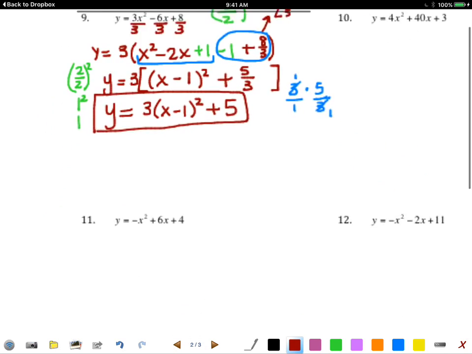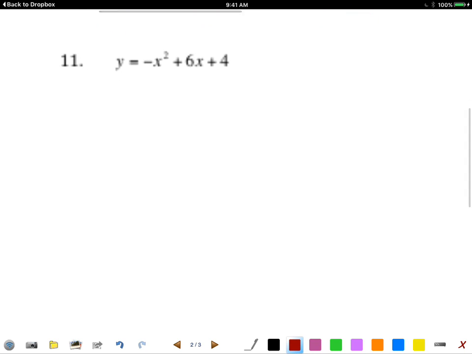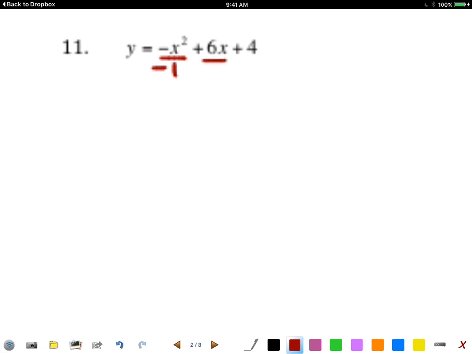Okay? All right, so let's do number 11 together. What's A in number 11? -1. So what do you guys think we might need to do here? Divide by -1 all the way through, because it's got to be a positive one, right? Okay, so y equals, put that -1 out front, or you know what we could just do? Just put the negative out there. That's nice, and it's cleaner looking, okay?